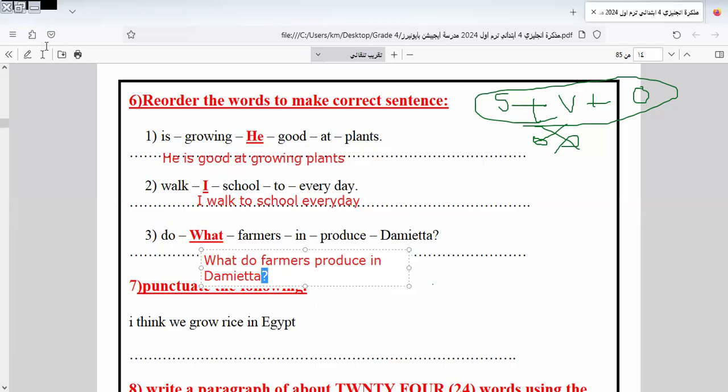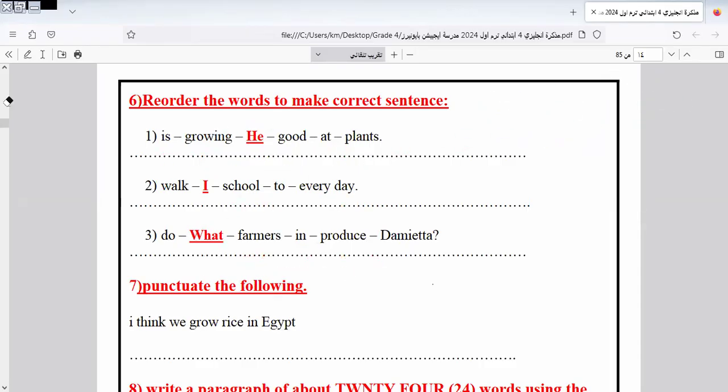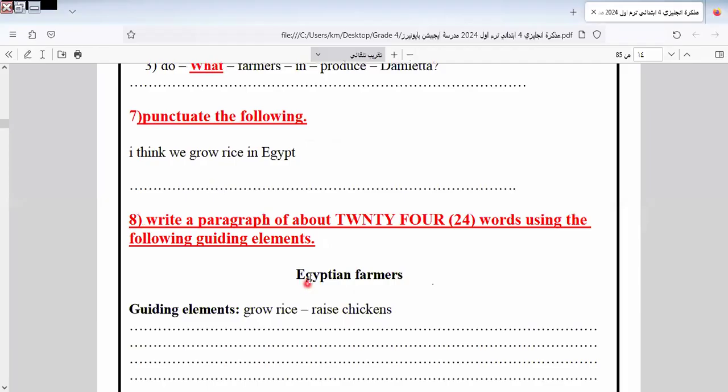Important, grade 4. Okay, let's continue the rest of the exercise related to this unit. As we told you, today I will revise 3 units only. Next class I will continue the rest of the exercise, and I will leave the paragraph to explain in a separate video. Okay, here we have.